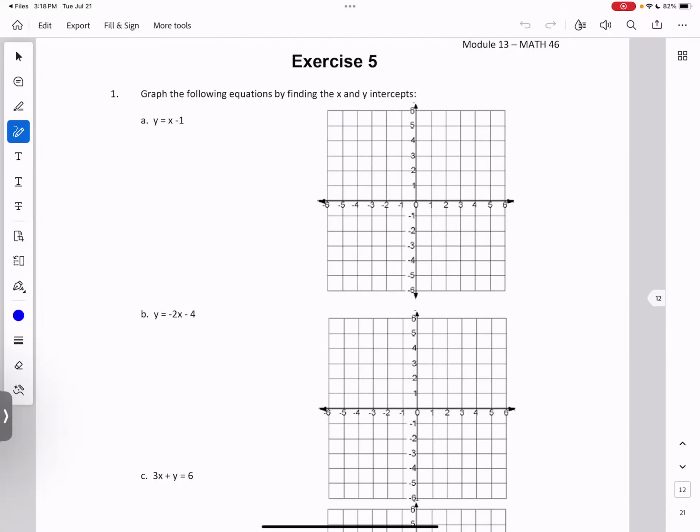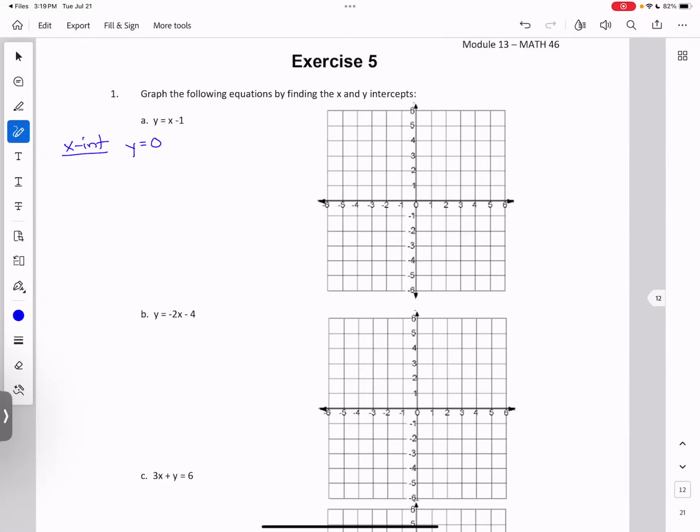Okay, so now let's take a look at the exercises for Unit 5. Hopefully you've had a chance to do them yourself. And so step 1, we're graphing these using the intercept method. So step 1, we're going to find the x-intercept. And to do so, we're going to set y equal to 0.